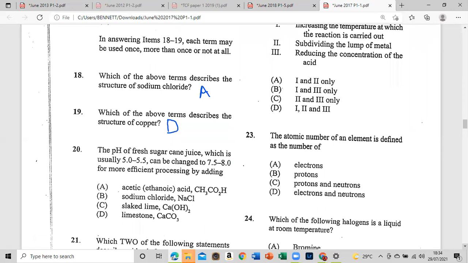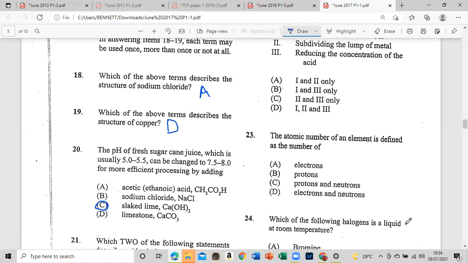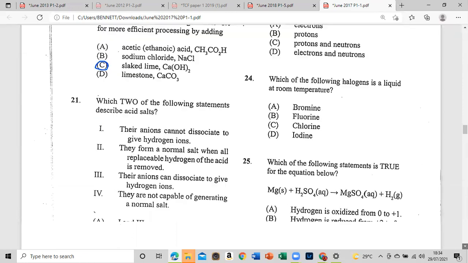The pH of fresh sugarcane juice, which is usually 5.0 to 5.5, can be changed to 7.5 to 8.0 for more efficient processing by adding... Let's go straight to the answer because we did that earlier. I know everyone should be feeling so confident, and everyone should be writing in the chat right now, honestly.